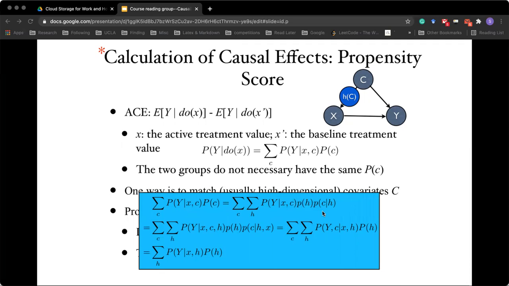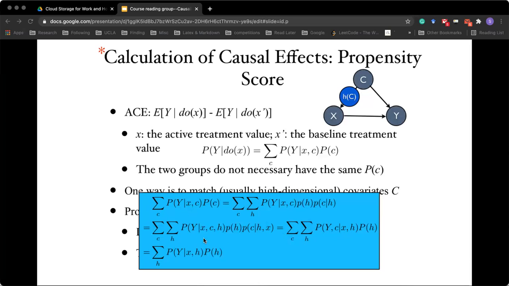Then there are two interesting things. First, P of C given H: for X, we know that given H, C and X are independent, so we can add X here. Similarly for Y and H in this causal graph, the set C and X already separates H and Y. So H and Y become independent given C and X. That's why we can add the H here.